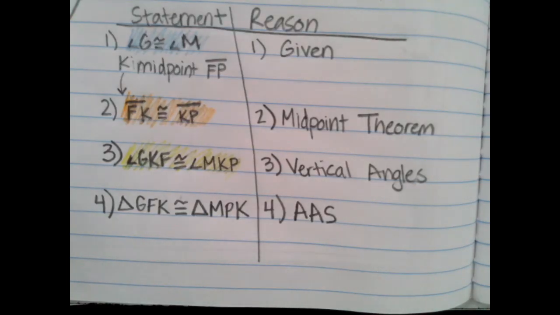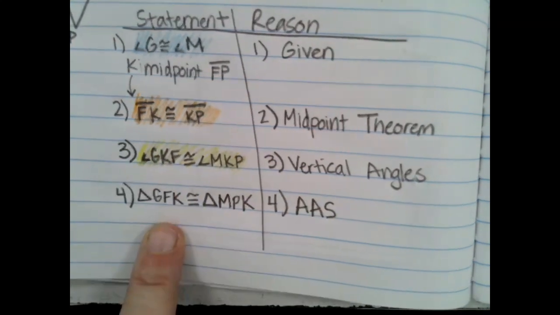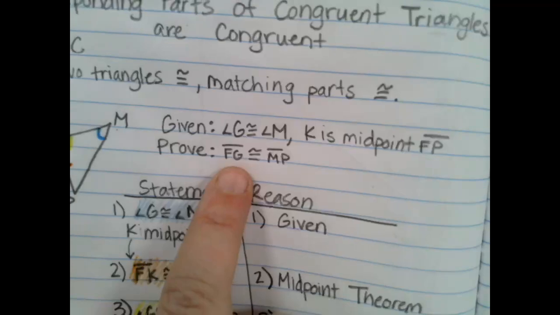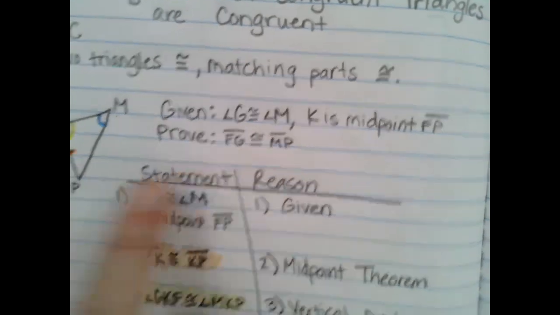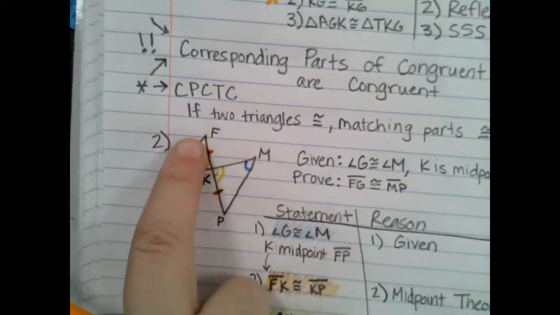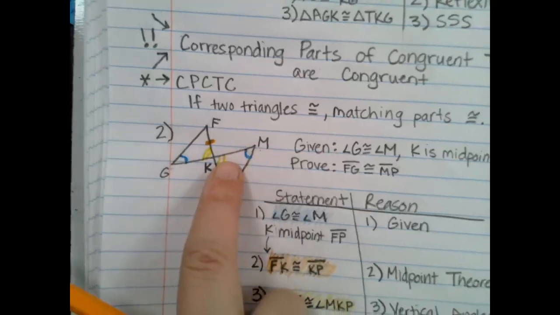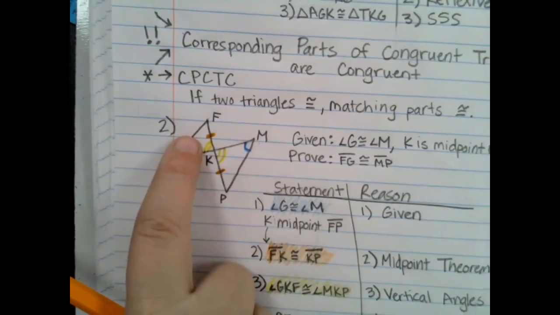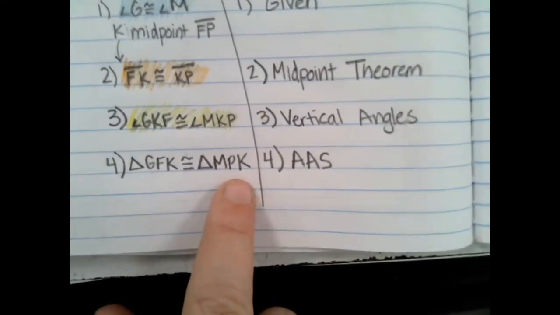Okay, now you're like, dang, we did it, we're done. No, no, no. We're not there yet. That's not the proof. The proof is that these two parts are the same. So now that I know that this triangle is exactly the same as this triangle, can I show that these two sides are the same? Yeah, because the triangles are exactly the same. We're saying it's a copy and paste.